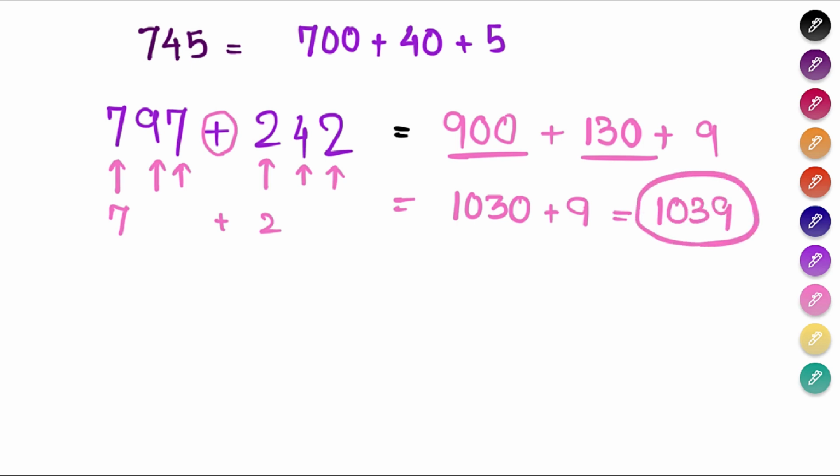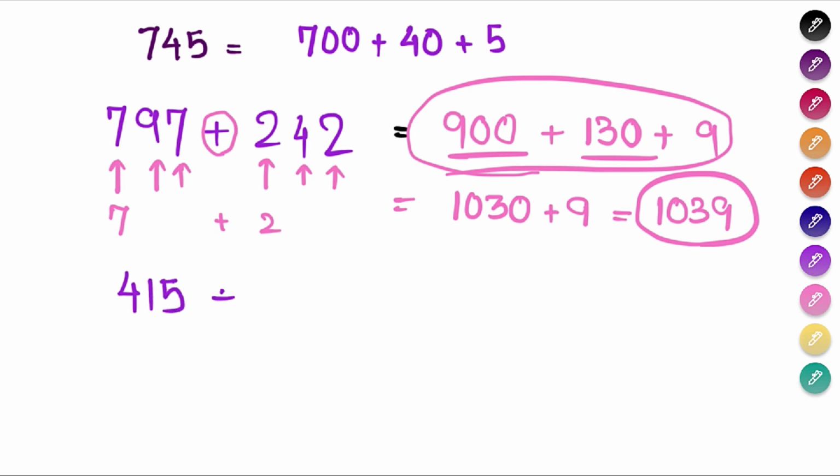Isn't it a simple way? And we can do this in our mind as well. We can even omit this particular step if we do this whole thing in our mind. Let us try to do that. Let's take one more example. 415 plus 216. Suppose this is our example.